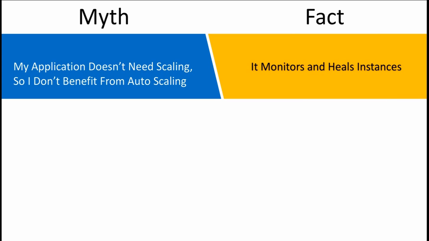And as you've just seen, right, dynamic scaling is just one piece of it, which you don't have to use if you don't want to. Just the fact in itself that autoscaling monitors your instances, tracks the metrics, and can heal them, meaning replace them if they experience problems, that in itself is already tremendously useful.